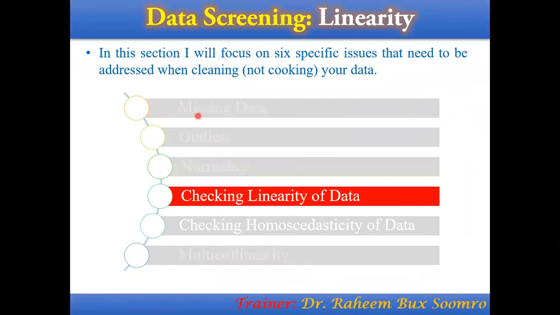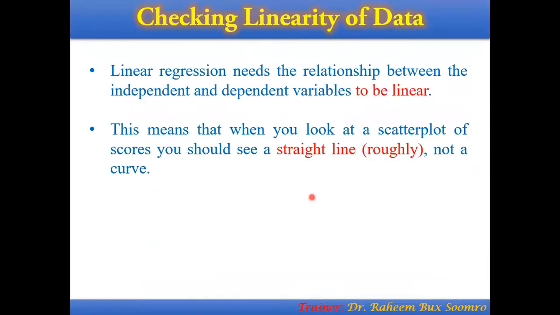Now, I'm working on the skilling data. My other videos are available on missing data, outliers, and normality, and this is another video where I'm going to check the linearity of your data. Linear regression needs the relationship between the independent and the dependent variables to be linear. That's very important, as I already told you. This means that you should check the scatter plot of your scores, and through the scatter plots we can check whether our data is linear or not linear.